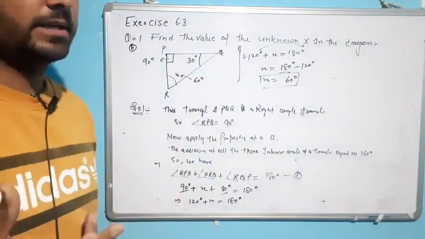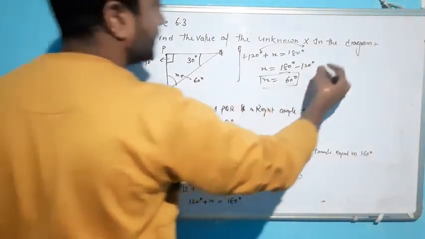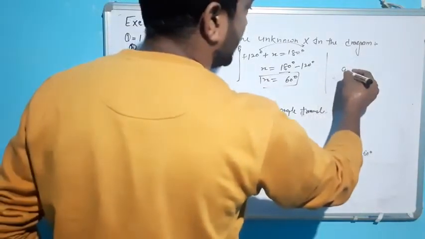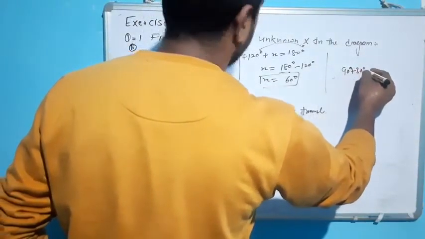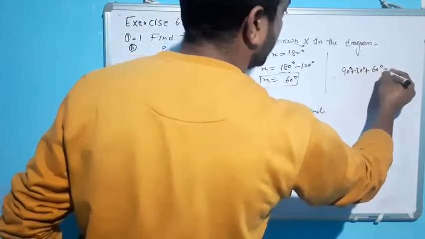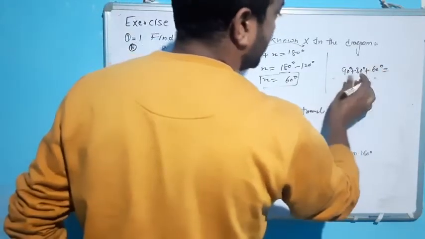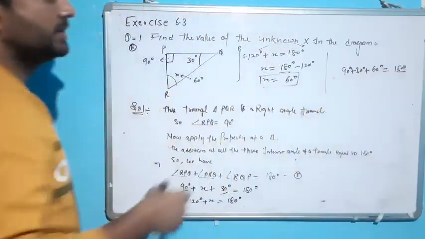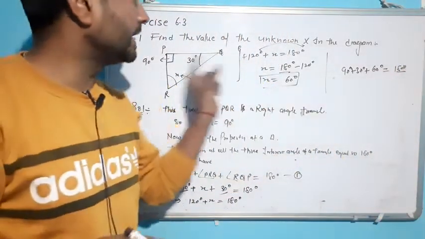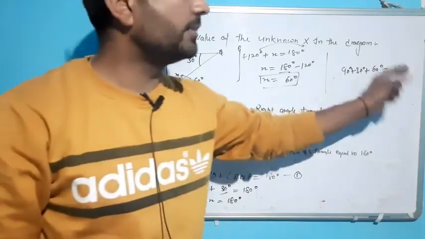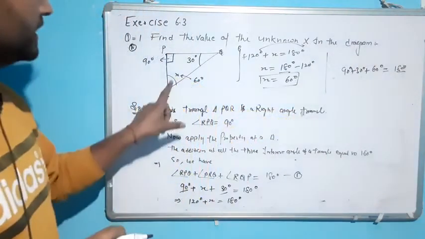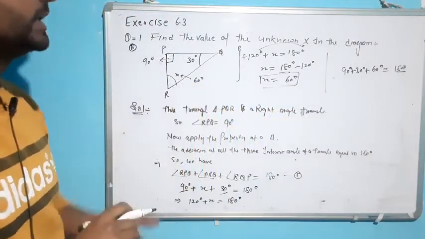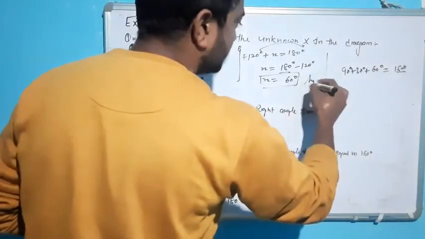So how can we check that the 60 value is correct or not? Just add all these angles. 90 degree plus 30 degree plus 60 degree. It's 120 and then 60, 180 degree. So this is the property: when we add all the interior angles of a triangle, the addition will come out 180 degree. So this angle x equal to 60 degree is our answer.